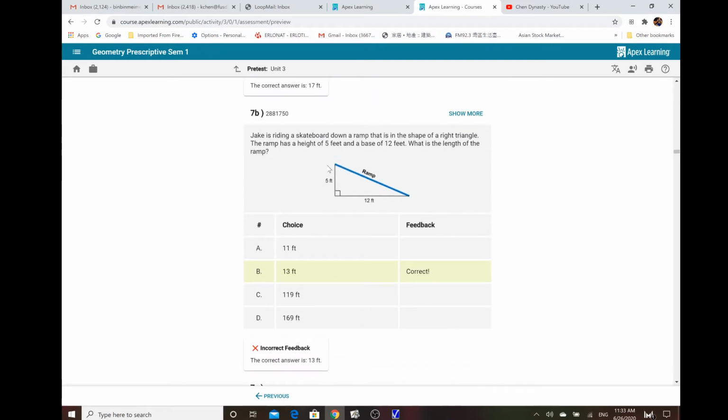Word problem, this one too. So finding the length for the ramp. a squared plus b squared equals c squared. So 5 squared plus 12 squared equals c squared. So it's 169, and then take the square root of 169, you'll get 13.